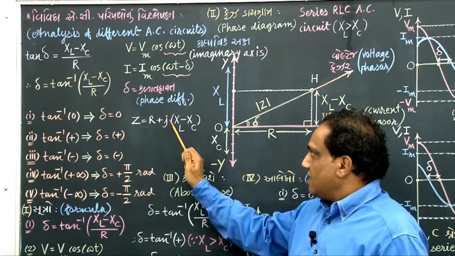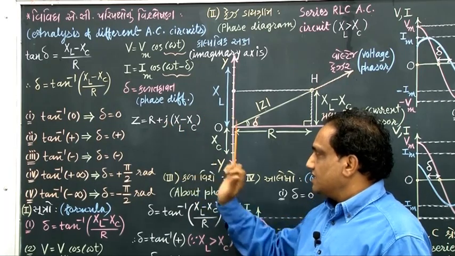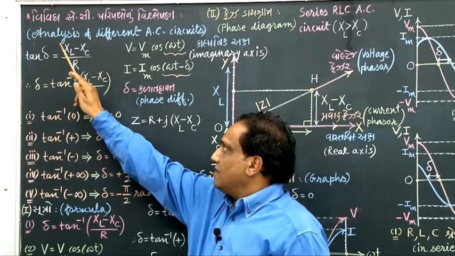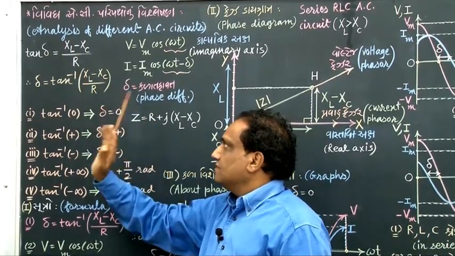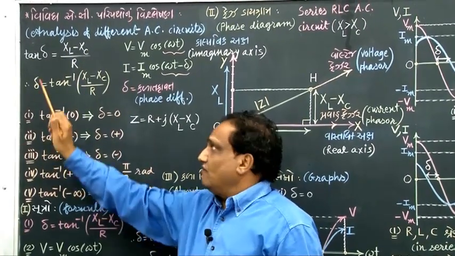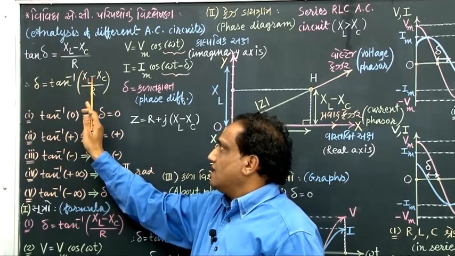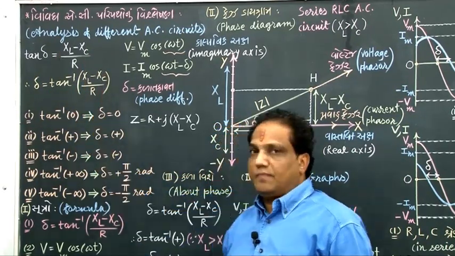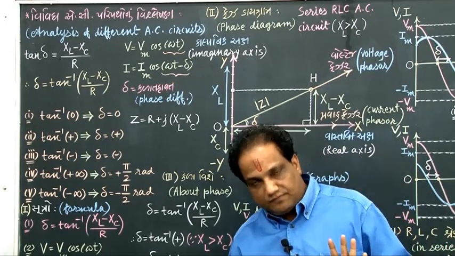What is the imaginary part here? The coefficient of plus j, it is XL minus XC. So this is imaginary part upon real part, which is R. So if tan delta is XL minus XC upon R, find out delta. It will be tan inverse of (XL minus XC) upon R.